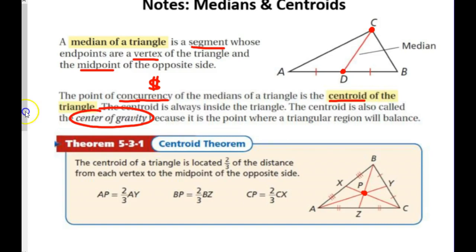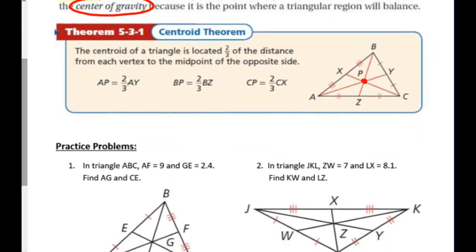Moving down here, when you make these 3 medians and you make a centroid, you're going to create some relationships between the segments. If you look right here on the centroid theorem, we already said P is the centroid. Does everyone see in blue I put AP? Right here it says AP is equal to 2/3 of AY.